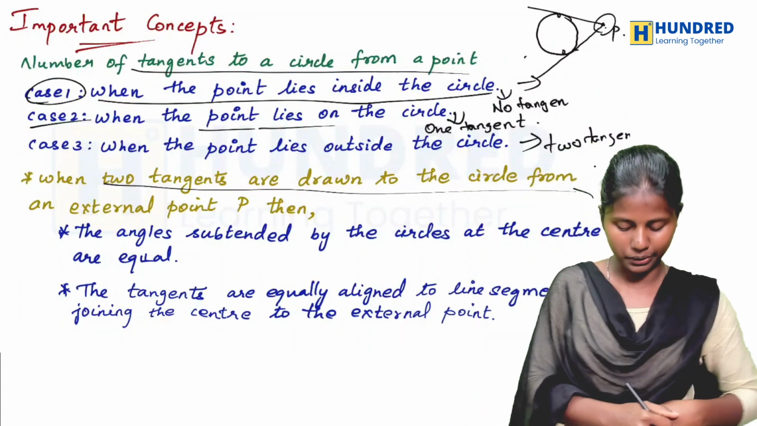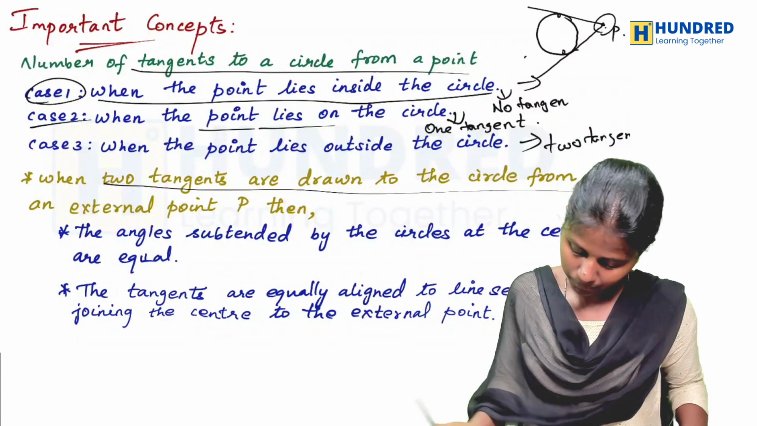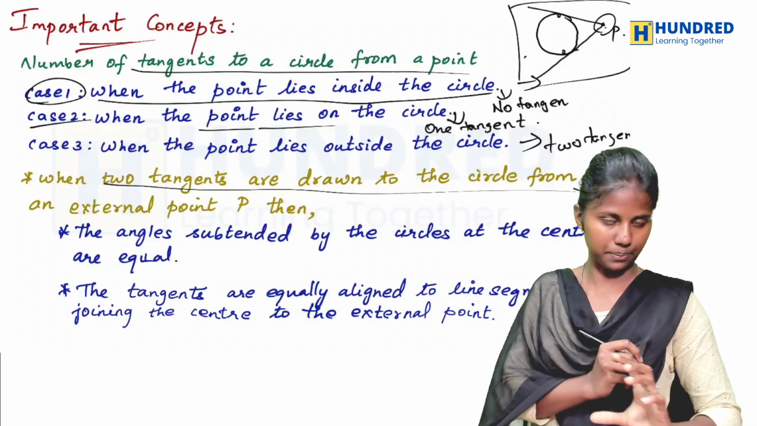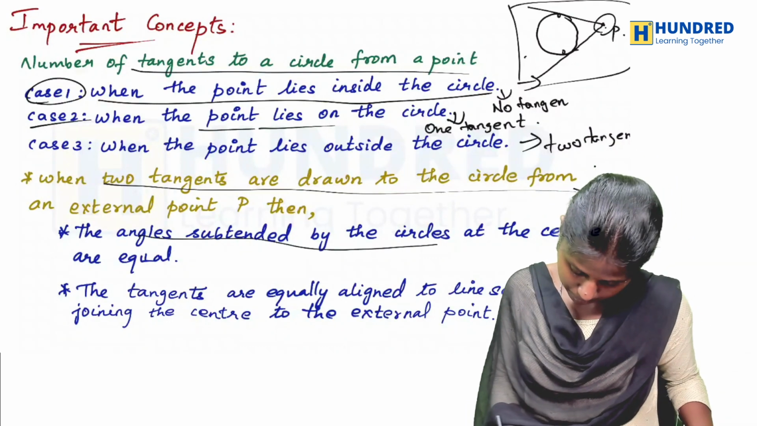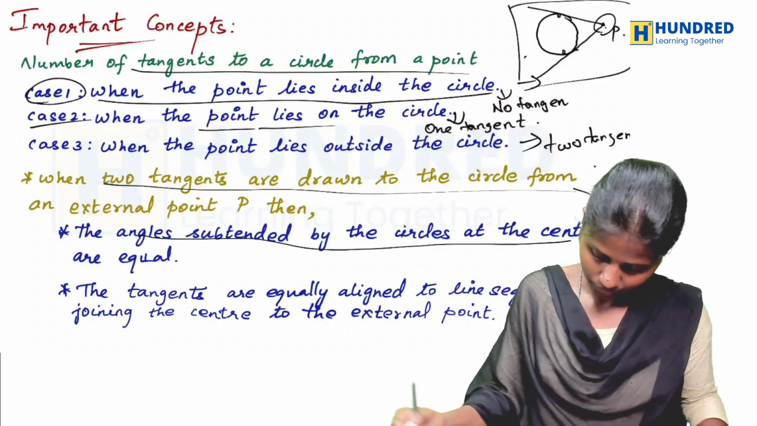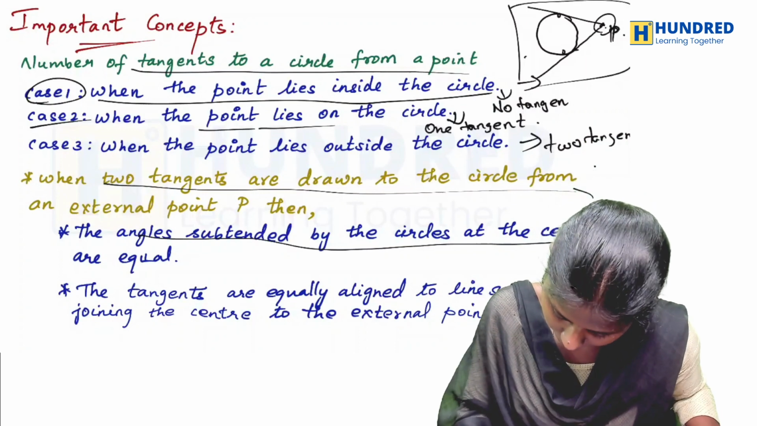Okay, what will we do with these tangents? Let me get to the point: when two tangents are drawn to a circle. For this case, we are going to study the concepts: the angle subtended by the tangents. When I have this point, see, this makes angles.